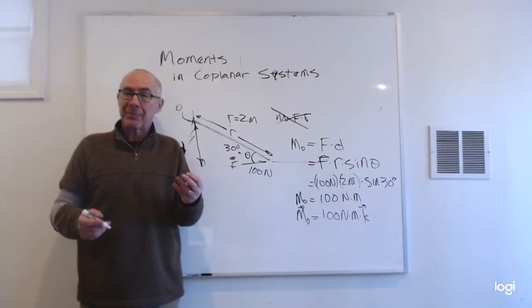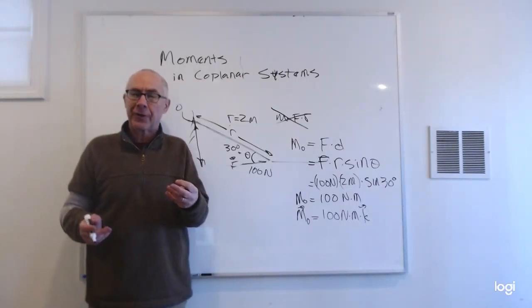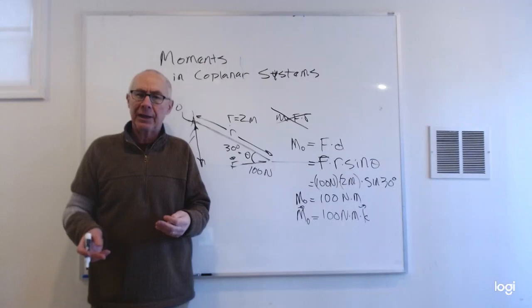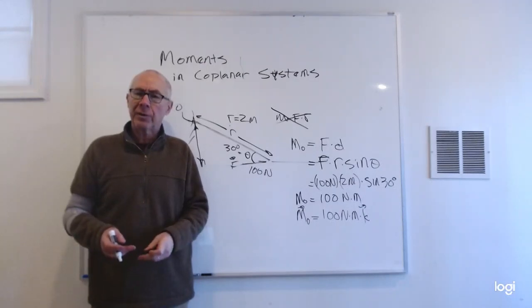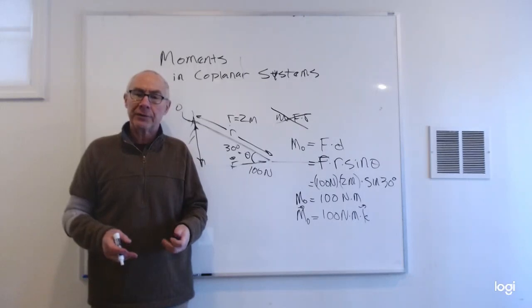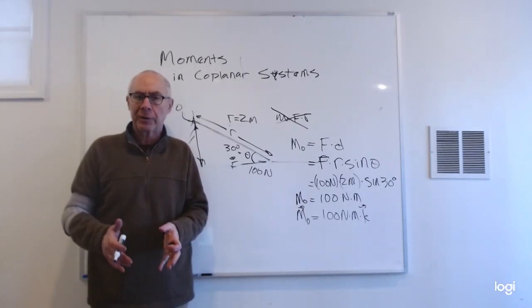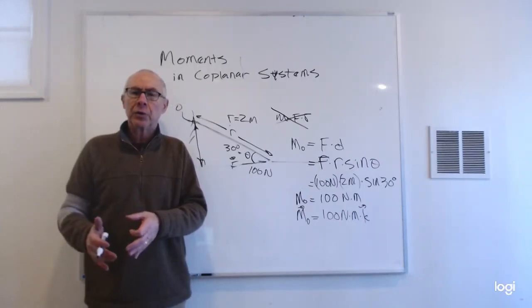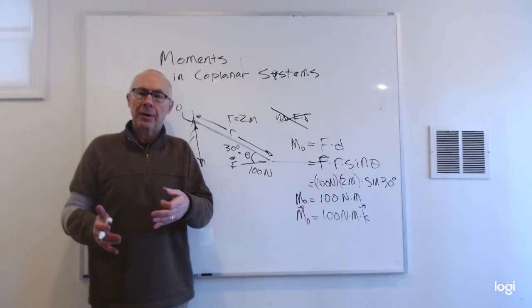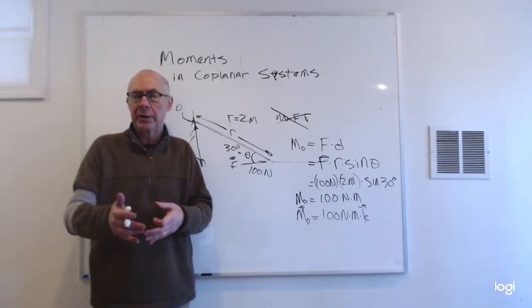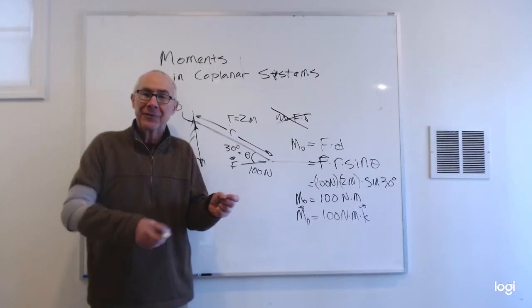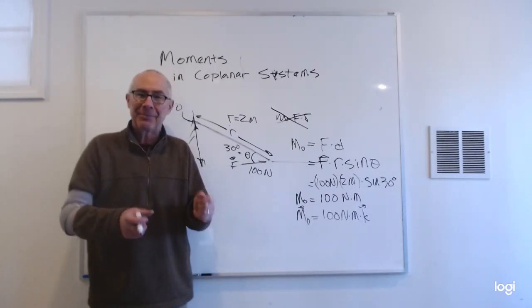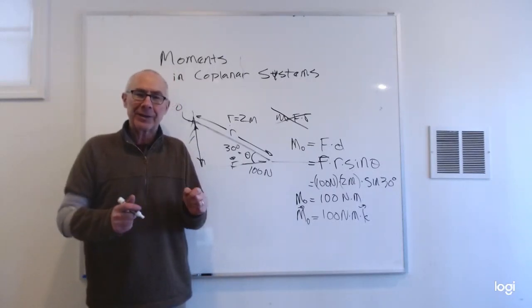We're going to talk next time about how to evaluate moments in a 3D system. And we're going to use what we learned before, which is a cross product. It turns out that if you take the position vector, cross it with the force vector, you can get the moment evaluated about a point for any 3D system. Sounds complicated, but it's not so bad. And we'll talk about that next time.